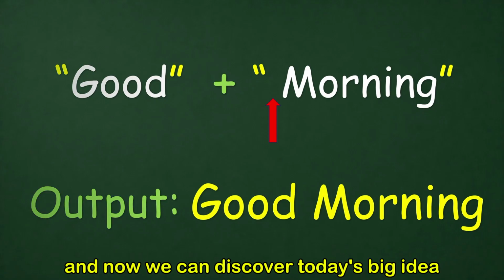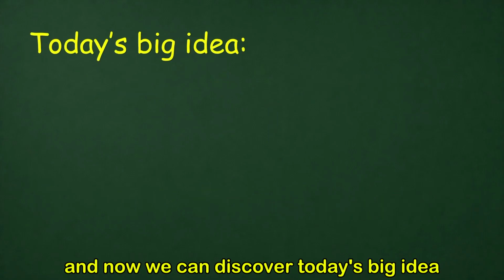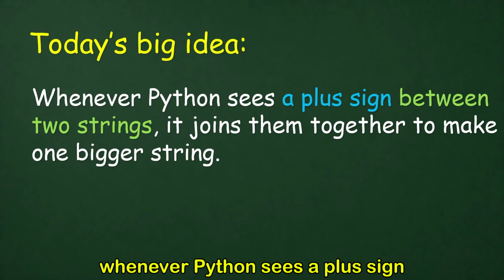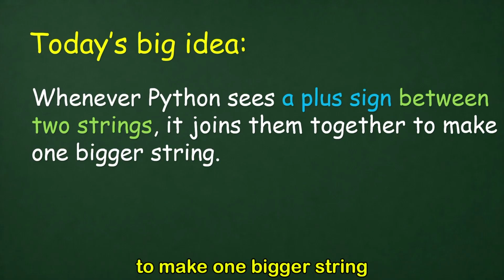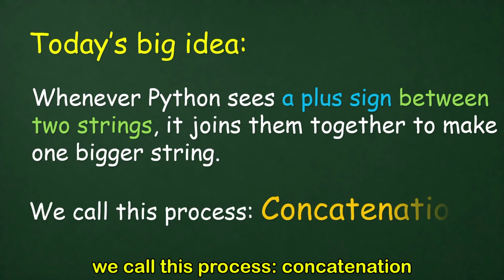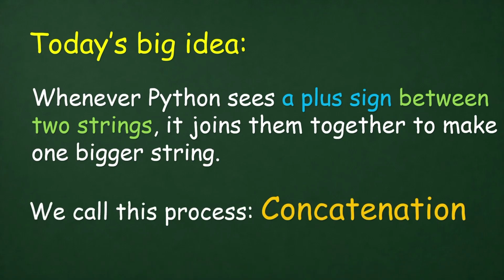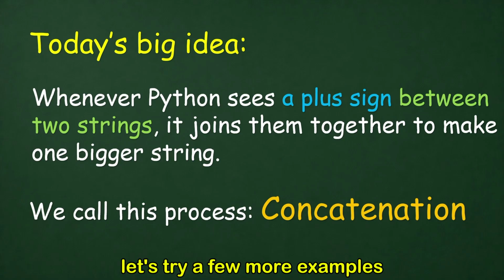And now we can discover today's big idea. Whenever Python sees a plus sign between two strings, it joins them together to make one bigger string. We call this process concatenation. Let's try a few more examples.